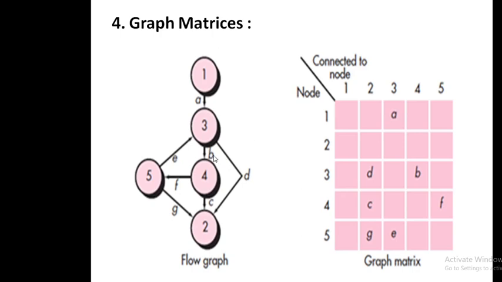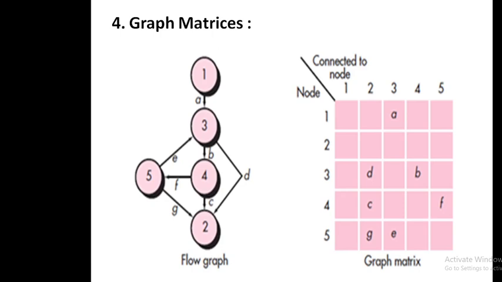In the same manner, B is filled in the third row, fourth column. C is filled as fourth row, second column. And D is filled as third row, second column. So in this manner, we can fill the data in the matrix also. So this is the concept of graph matrices.